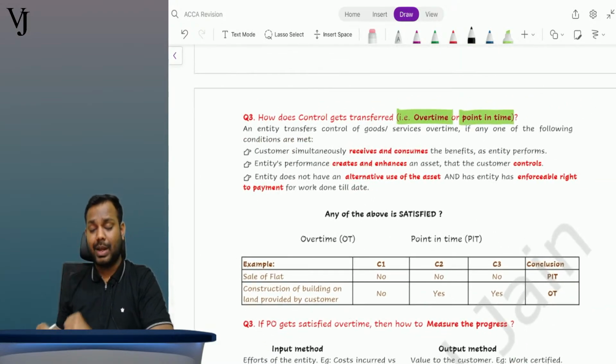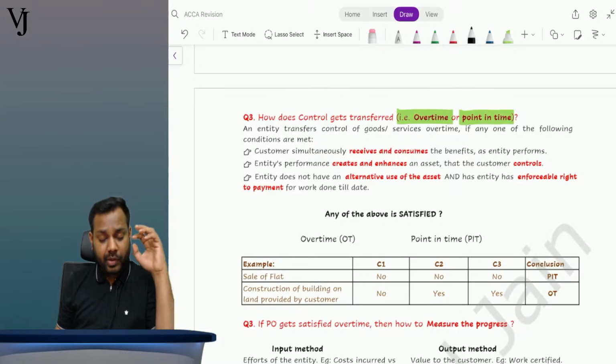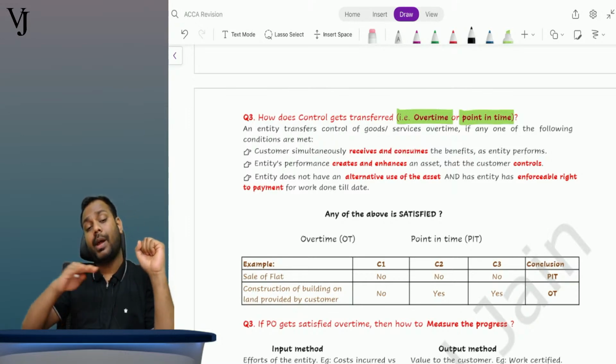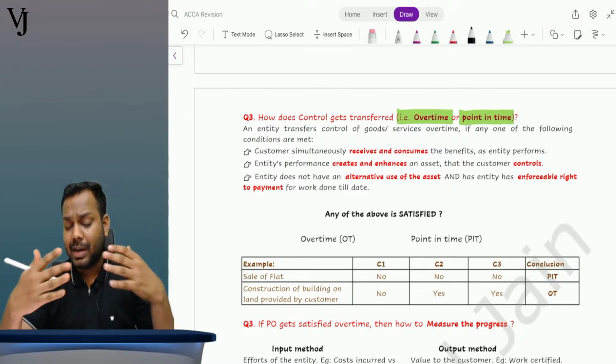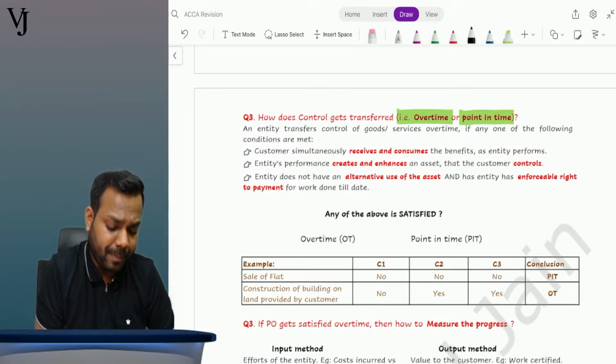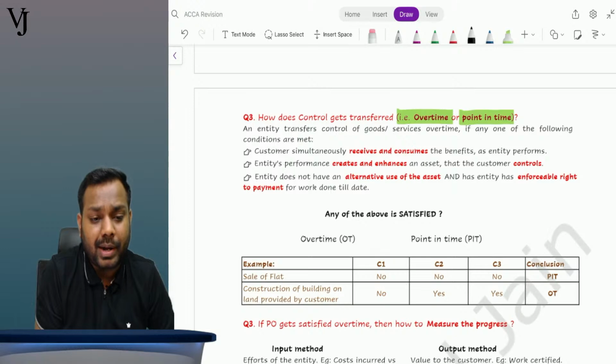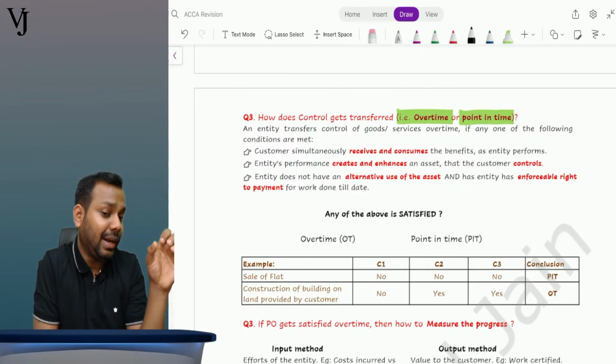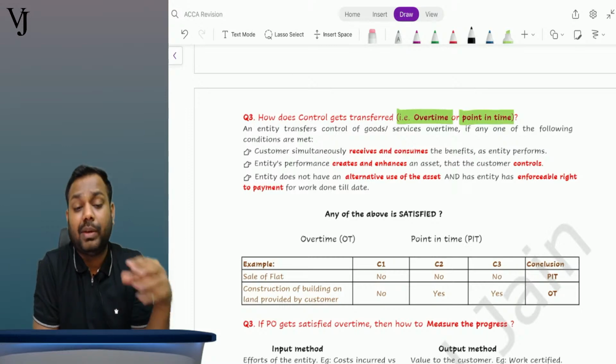So basically the control can get transferred at a specific point in time or over a period of time. Now, in the case of our classes, tell me, does the control get transferred at a specific point in time or over a period of time? Tell me, guys, come on. You paid the whole fees upfront, right? We received the fees, right?